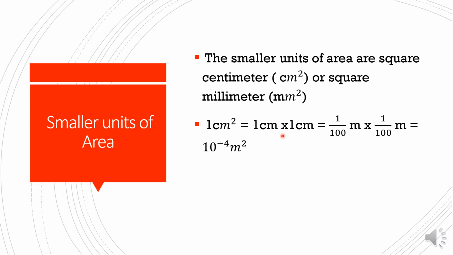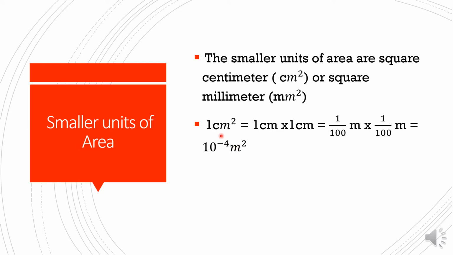So 1 centimeter equals 1 upon 100 meter multiplied by 1 upon 100 meter. It means 1 centimeter square equals 1 upon 100 meter times 1 upon 100 meter. Okay children? So there are 4 zeros. These hundreds are in the denominator, that is why we always write their power with a minus sign. So 10 raised to the power minus 4 square meter.